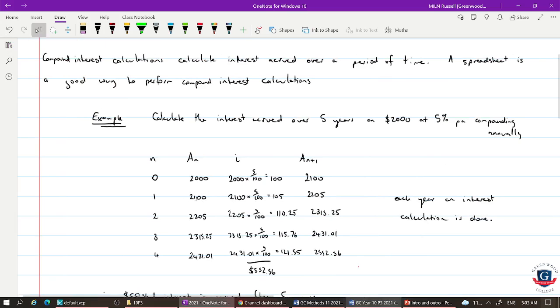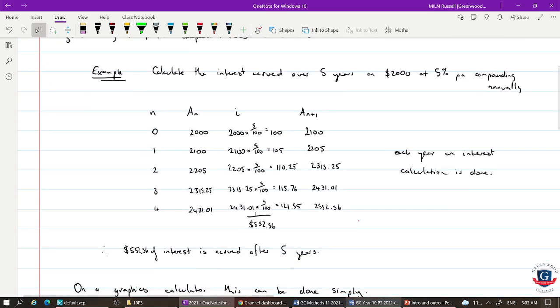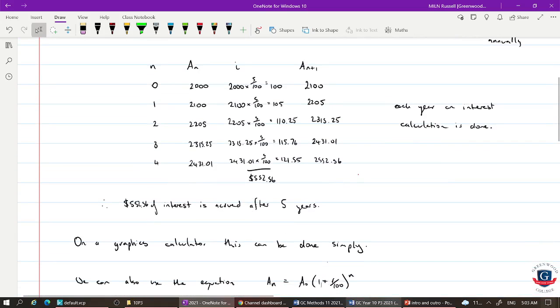The $100 that we achieved in the first year now accrues interest in its own right, and we would get an extra $5 of interest from it. So if we do that, we can see that we get $552.56 interest, and we end up with $2,552.56 in the bank.